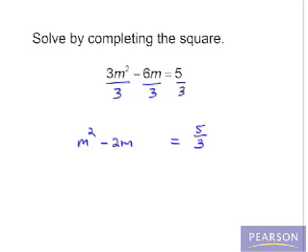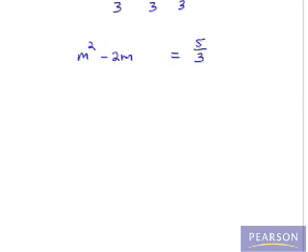And now we'll take care of the completing the square part of the problem. We'll take negative 2, cut that in half, we get negative 1, and when we square that, we get positive 1. So we're going to add 1 to both sides of this equation.